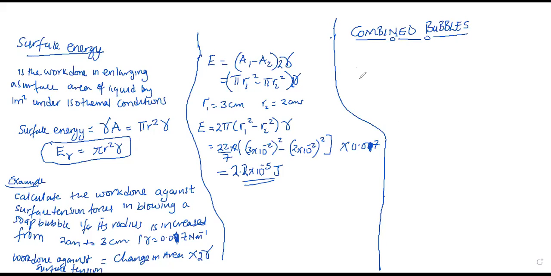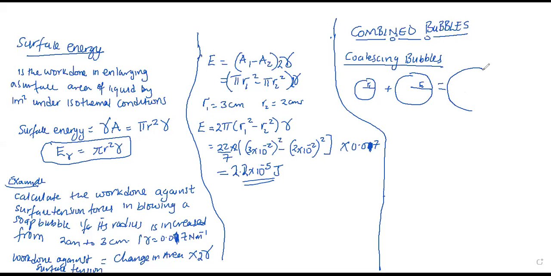Then the last idea in this case is what we call combined bubbles, or coalescing bubbles. I have a bubble 1 of radius R1, it combines with another bubble of radius R2. Then these 2 bubbles form one combined bubble of radius big R.